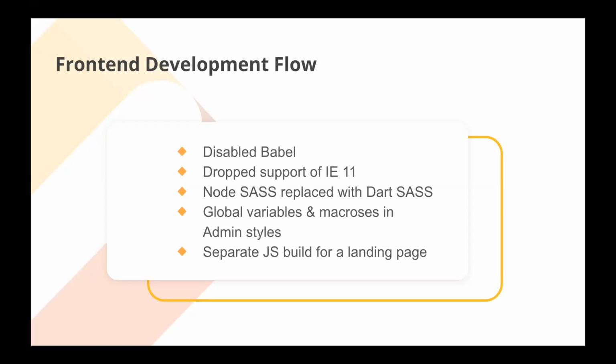The next thing that we did was replacement of Node SASS. This is the library that is used for pre-processing SASS files for styles, and now we use the version that is called Dart SASS. This is the official version. It strictly follows the SASS standard, and it also has all the new features support.